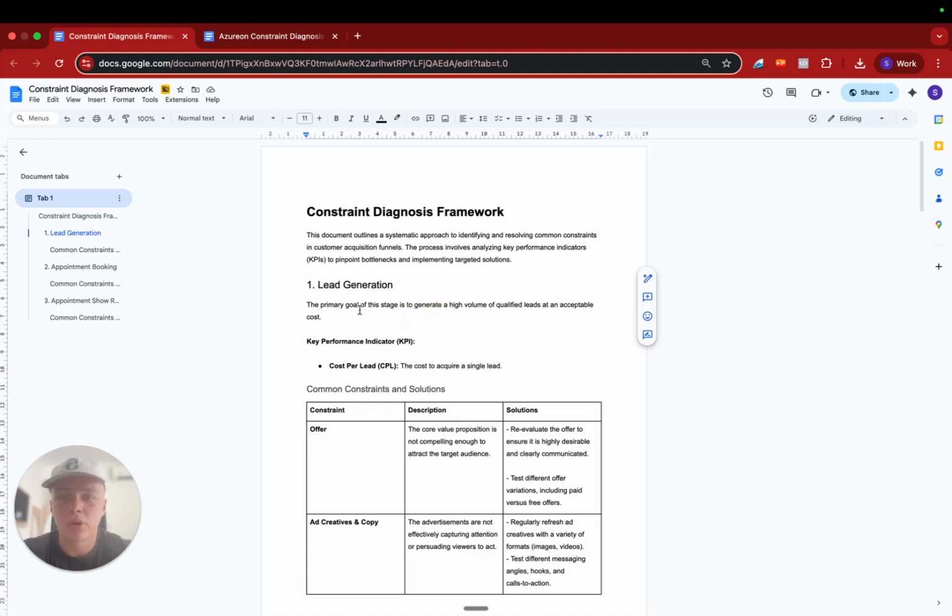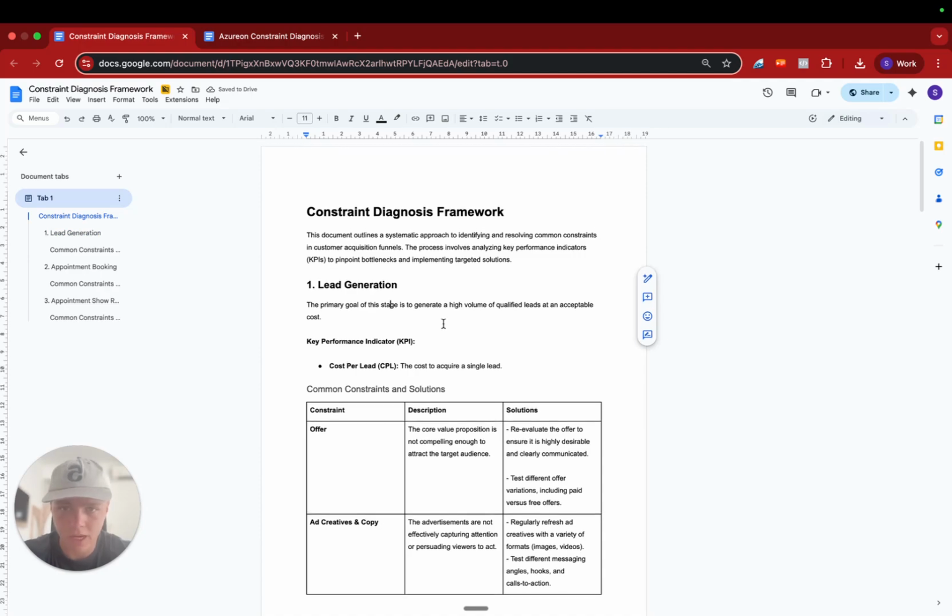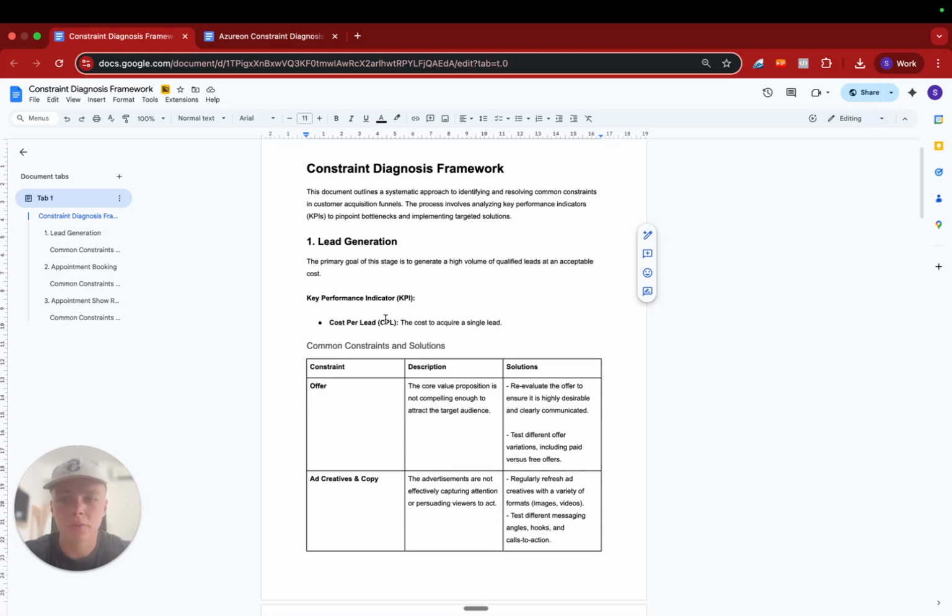Now, the primary goal of lead generation is to generate a high volume of qualified leads at an acceptable cost. Okay. We have really good lead generation for our clients, so you would be expecting anywhere from $10 to $15, with some clients even sitting at $1 or $2. The cost per lead is how much it costs to acquire that single lead.